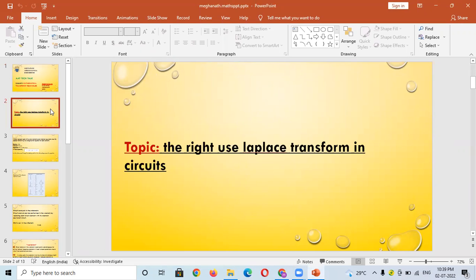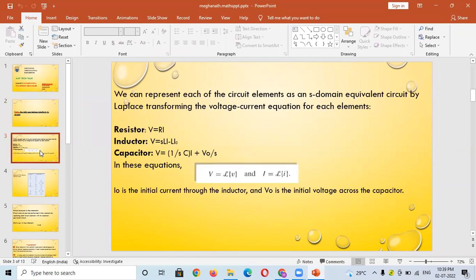My topic is about the right use of Laplace transform in circuits. We can represent each of the circuit elements as an S-domain equivalent circuit by Laplace transforming the voltage-current equation for each element. Resistor: V = RI. Inductor: V = SLI minus L naught. Capacitor: V = (1/S) I plus V naught by S.